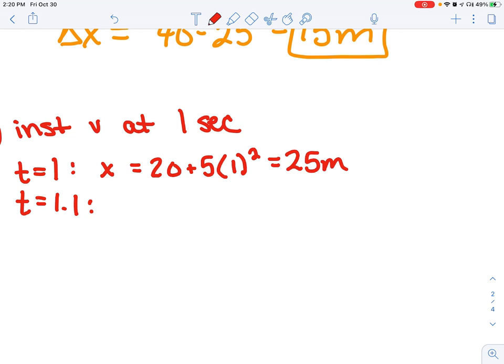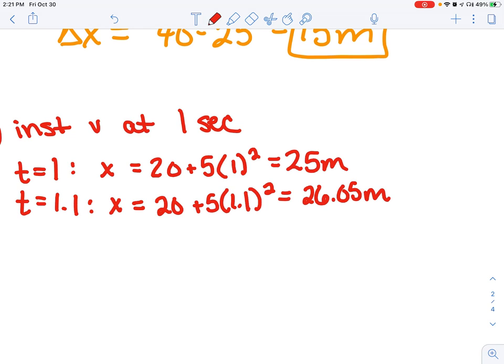Now what we're going to do is fast forward just a little bit in our video and go to 1.1 second. And you're probably going to want your calculator here. I would suggest pausing the video, just making sure you know how to plug things in your calculator, okay? When you plug in 1.1, you get 26.05.